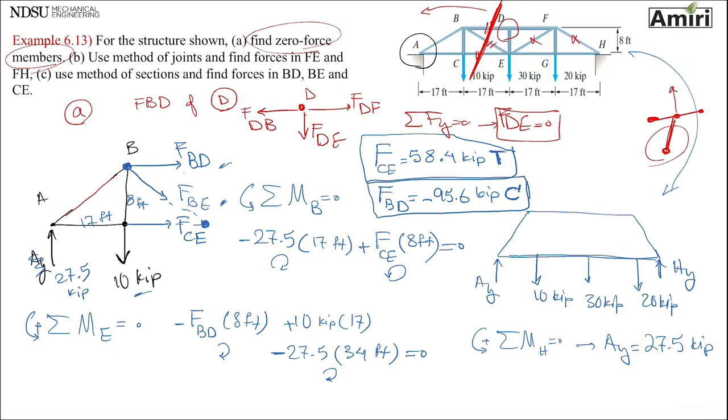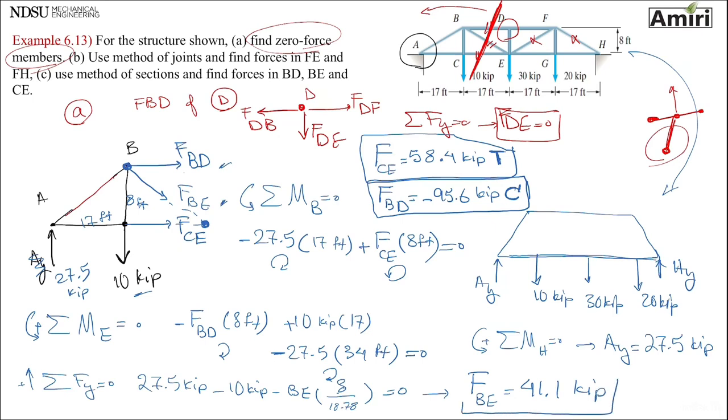Okay. Last equation that I can use, or I want to use, is summation of forces in Y. I have a 27.5 minus 10 minus BE, and I'm looking at, what is that going to be? That is going to be 8 over 18.78 is zero. This will result in FBE of 41.1 kip. Okay. So that was those three. I have to find method of joints, forces in FE and FH, these two.